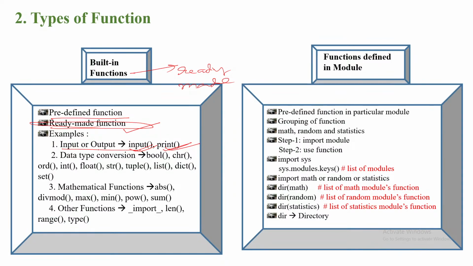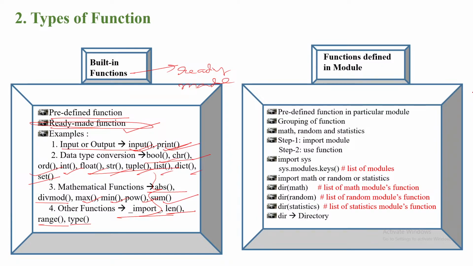Data type conversions: whenever you want to convert int to float, float to string, char, like this, we use these data type conversions: bool, char, ord, int, float, string, tuple, list, dictionary, set. These are the data type conversion functions. Now mathematical functions: abs for absolute value, divmod for division and modulus, max, min, pow for power, and sum. Other functions: import command, len command, range and type. All are functions, and these are the built-in functions.